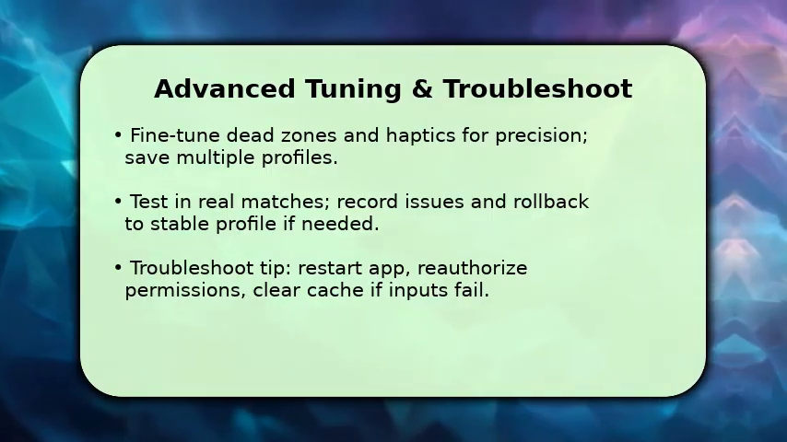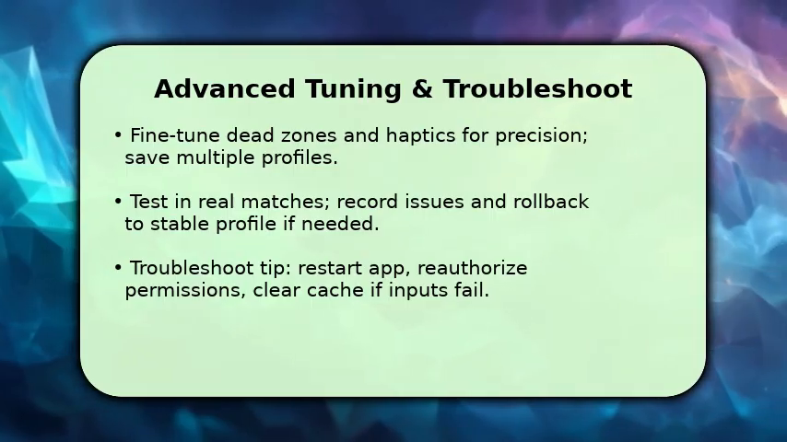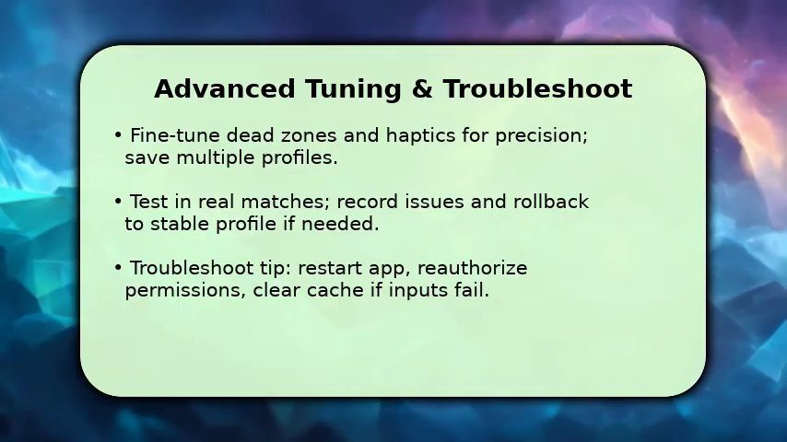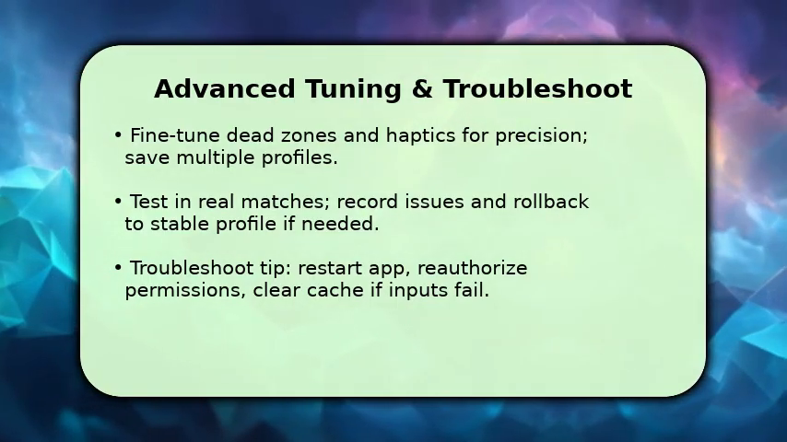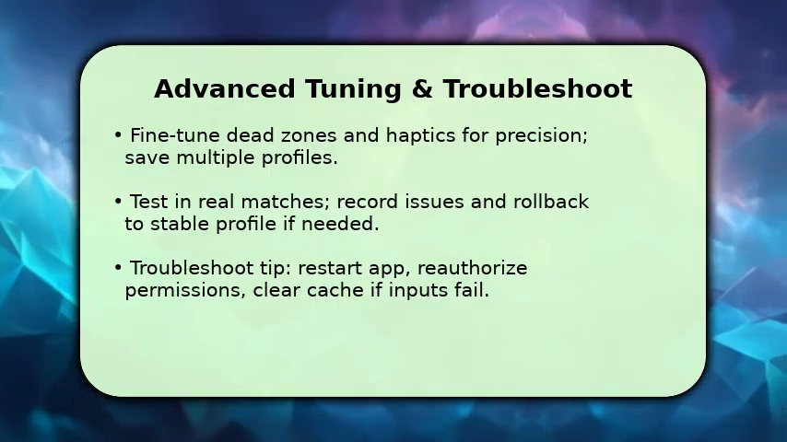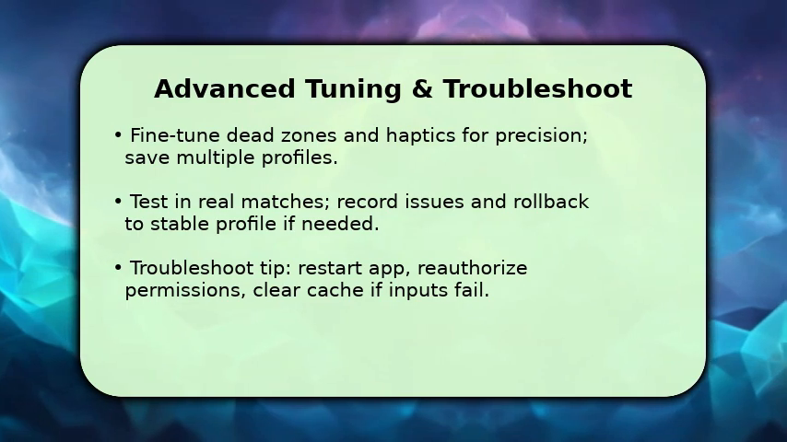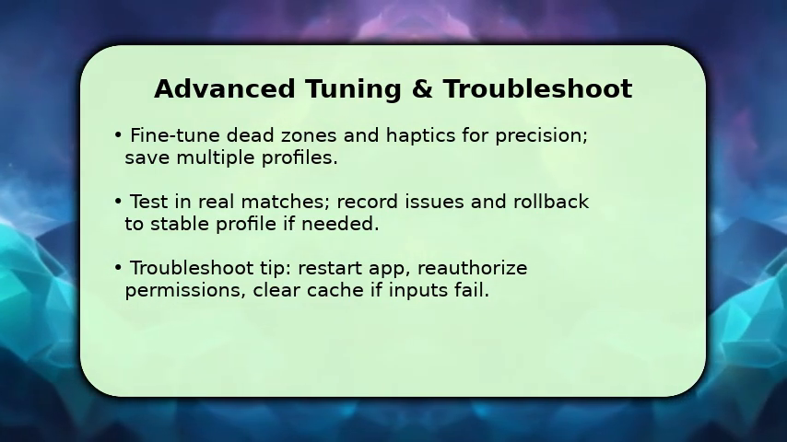Then test in real matches to validate responsiveness under load, and if something feels off, compare recordings against a stable profile to pinpoint differences. If inputs fail or drift, restart the app, reauthorize permissions, and clear the cache to reset the plugin state. This single troubleshooting step resolves most issues quickly and makes sure your control mapping stays reliable.